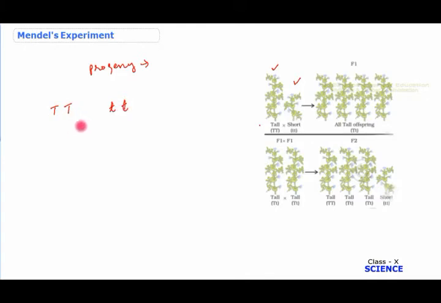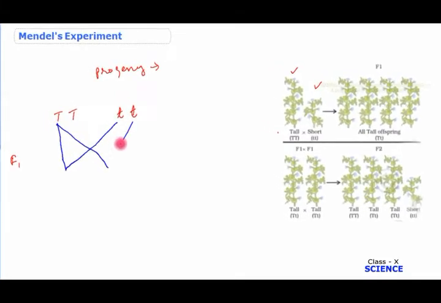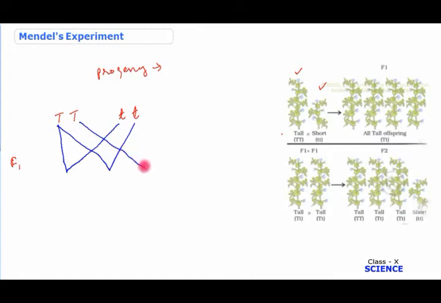Let us see what happens in sexual reproduction between these two plants. In the F1 generation, what happens? Let us see. In the first generation, this capital T and small t cross each other, and secondly here we can write like this, and this capital T will be crossed with the small t, and finally this will be crossed with this. So in the first generation we will get capital T small t, capital T small t, capital T small t, and in all the cases we get capital T small t.